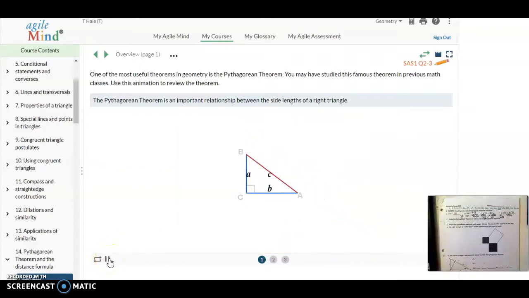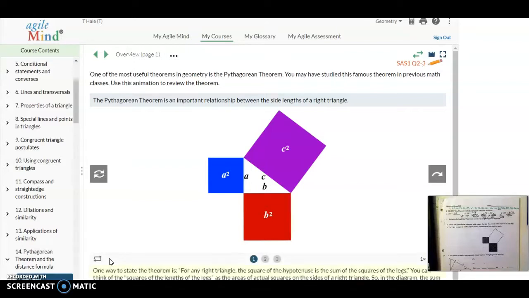All right, so what you can see here is they've actually put a square on each one of the sides of the right triangle. So this leg A is a side of the square. Every side has a length of A, and so the area of that square would be A times A, which is A squared. And we did the same with B and the same with C. And so one way that we state the theorem is that for any right triangle, the square of the hypotenuse, and that's literally the square made by making the hypotenuse all four sides of it, is the sum, which means to add, of the squares of the legs.